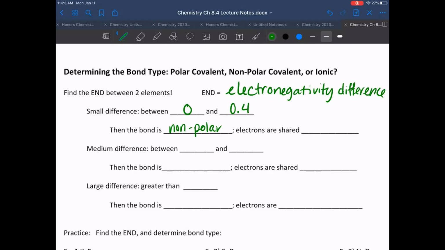The electrons are then shared equally. Then we're going to give this medium difference as between 0.5, we shouldn't be on computers right now, and 2.0. This bond is then called polar, or the electrons are shared unequally.